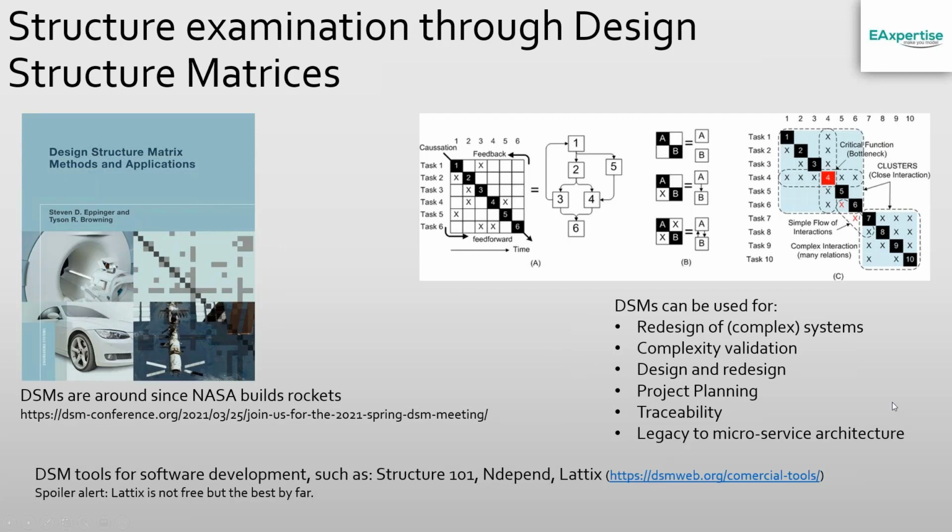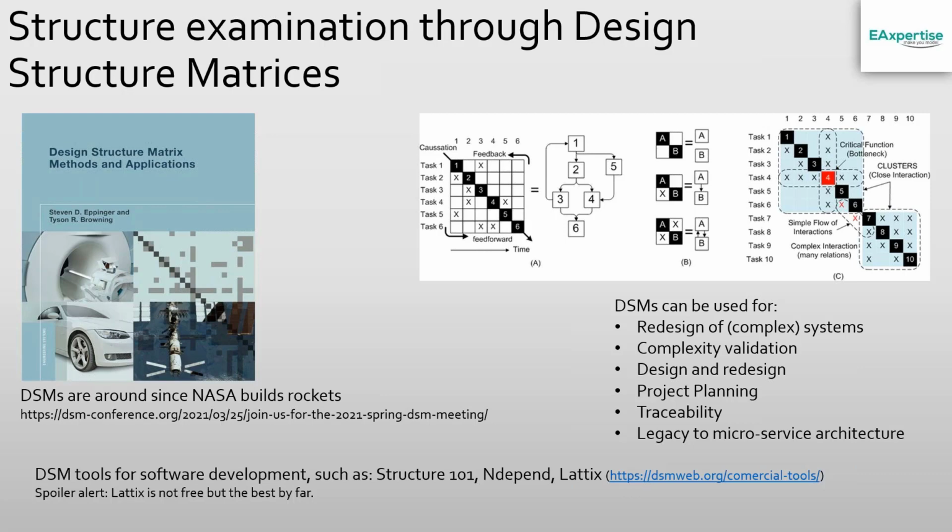Maybe you've never heard of design structure matrices. They are around quite some time. The methodology of the first DSMs was defined by Stephen Eppinger and Tyson Browning in the 1970s. And the method was used to create and design complex systems. The interesting thing about DSMs is that in itself, DSMs are not complex. Creating a DSM is not complex.